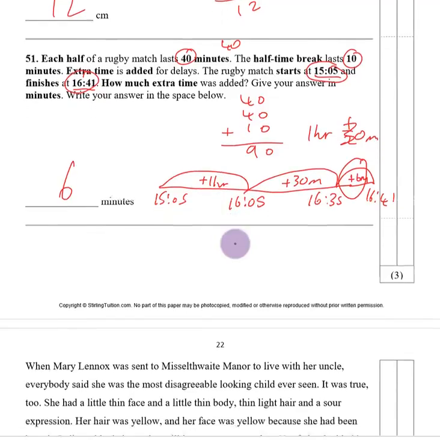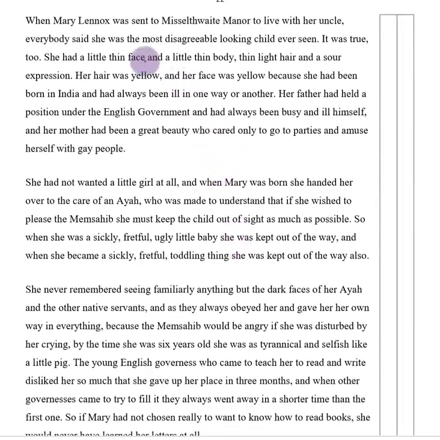Okay. Now we've got our final comprehension text. So when Mary Lennox was sent to Misselthwaite Manor to live with her uncle, everybody said she was the most disagreeable looking child ever seen. It was true too. She had a little thin face and a little thin body, thin light hair and a sour expression. Her hair was yellow and her face was yellow because she had been born in India and had always been ill in one way or another.